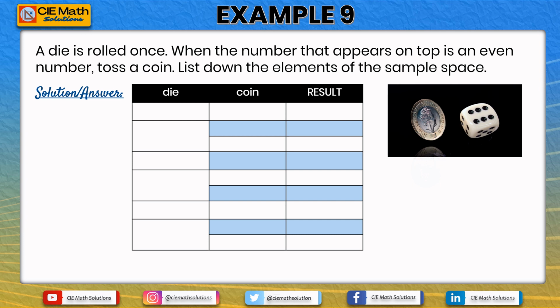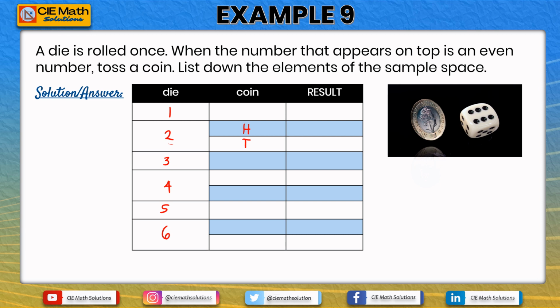So let's list down the results from the die. So there are 6 possible outcomes. 1, 2, 3, 4, 5, 6. But when the number that appears on top of the die is even, you must toss a coin. It means that if the result is a 2, which is an even number, you must toss a coin. There are 2 possible outcomes. It's either a head or a tail.